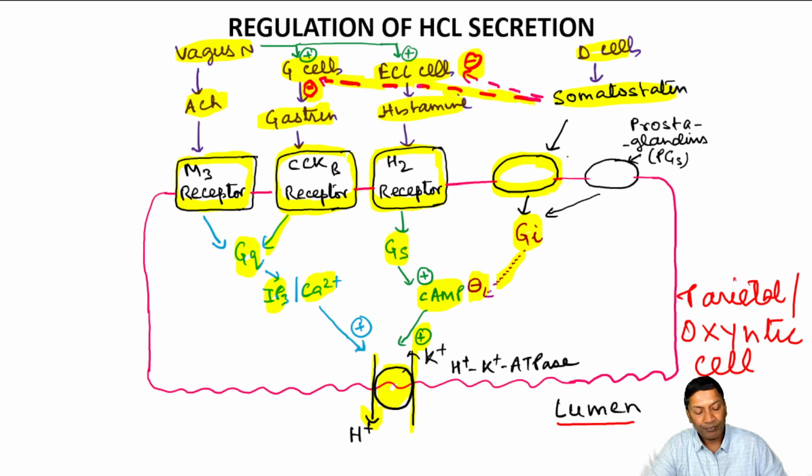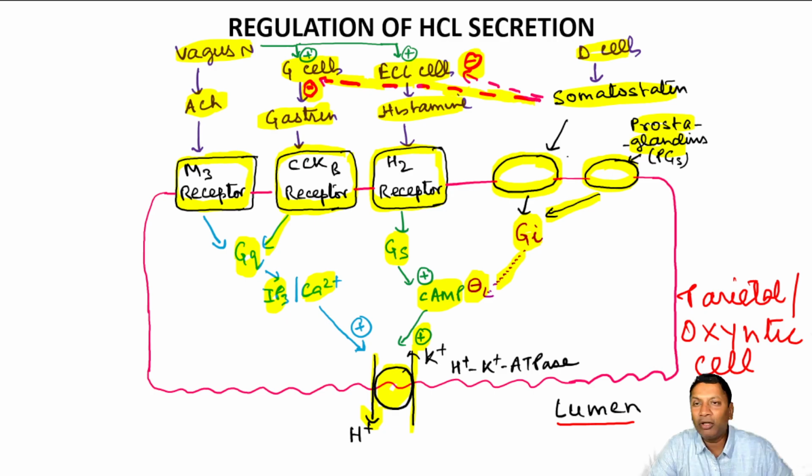Then there are prostaglandins. So these prostaglandins will bind on the receptor present on the parietal cells, and these prostaglandins will also stimulate the inhibitory G protein, and this inhibitory G protein will inhibit the formation of cyclic AMP, and it will decrease the secretion of hydrogen ion, right.